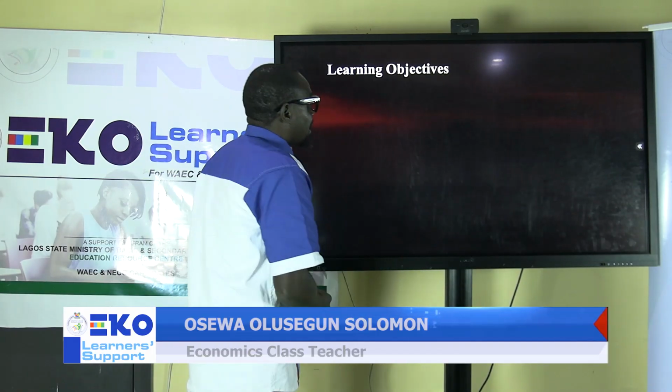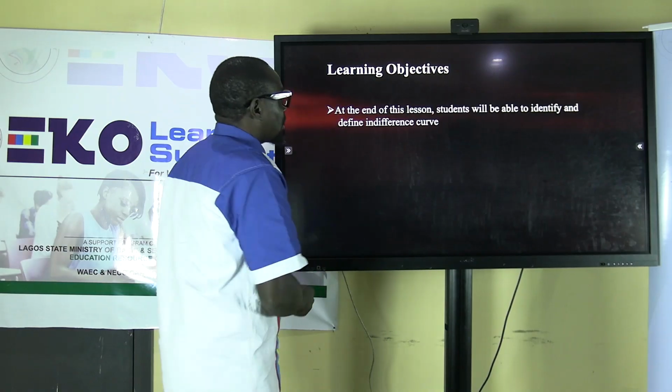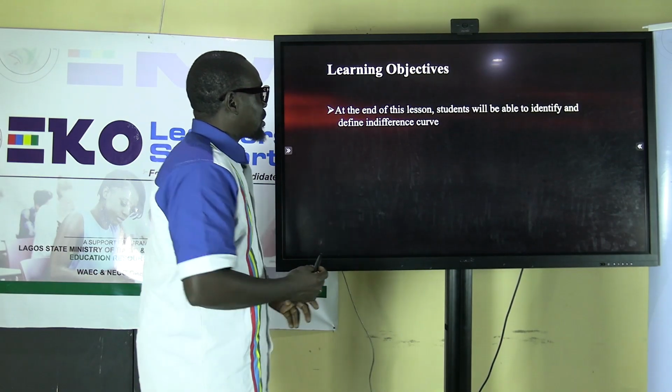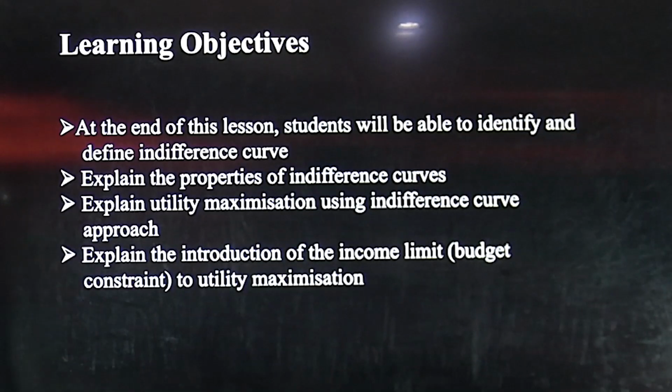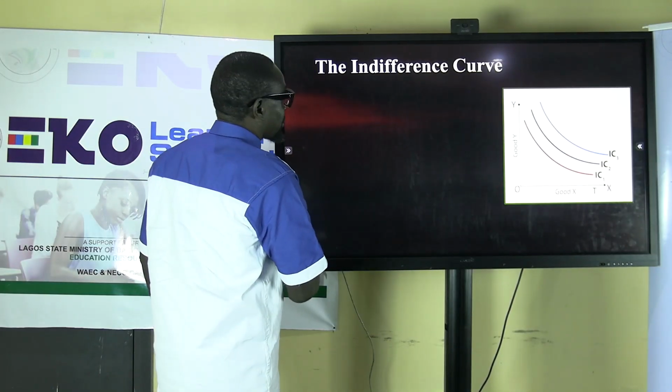Let's go. In this session, you will learn to identify and define an indifference curve, and to also be able to explain the properties of indifference curves. And then you will learn to explain the concept of utility maximization using indifference curves, which is the ordinal approach. And finally, you'll be able to explain the introduction of the income limit or budget constraint to utility maximization.